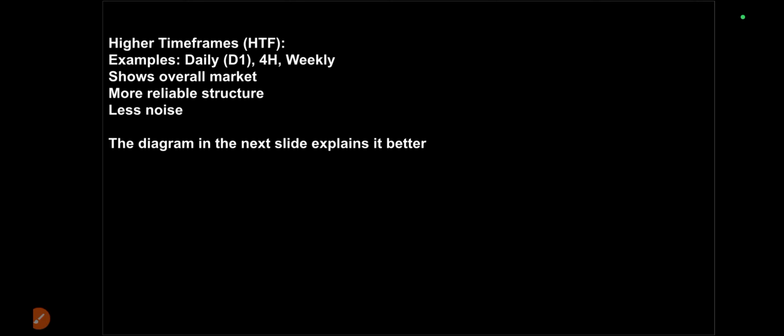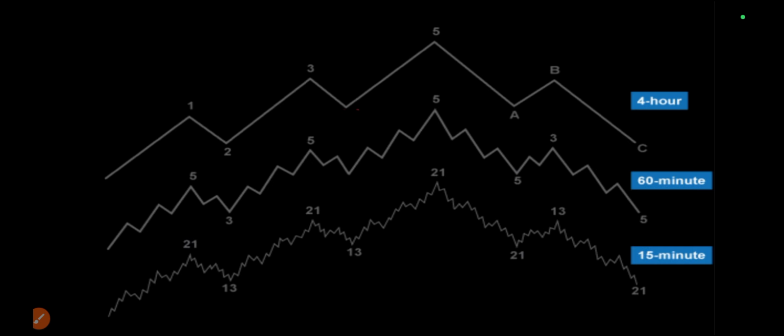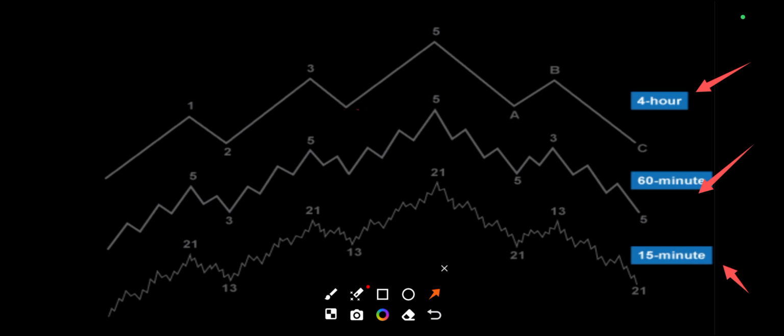So higher time frames, examples daily, the 4 hour, the weekly. So I have a diagram in the next slide. This is how the time frames work. As you can see, this is the 4 hour, this is the 60 minutes, this is the 15 minutes. So you can see the different price movement.